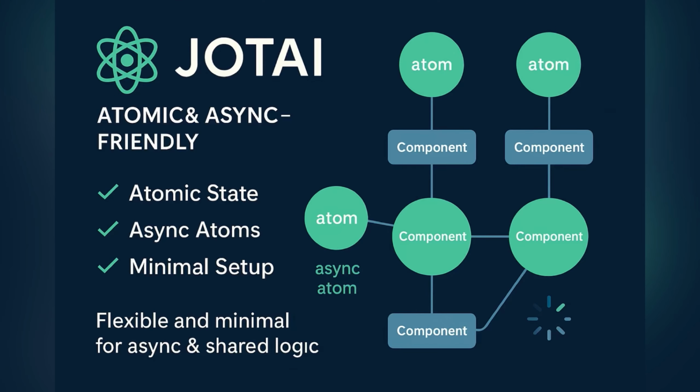Then we have Jotai, an atomic state manager like Recoil, but even more minimal. You define state as primitive atoms and compose them to build complex behavior. Jotai supports async atoms, memoization, and works seamlessly with React Suspense. It's intuitive, flexible, and great for cases where you need isolated yet reactive state, like chat interfaces, modals, or media controls.